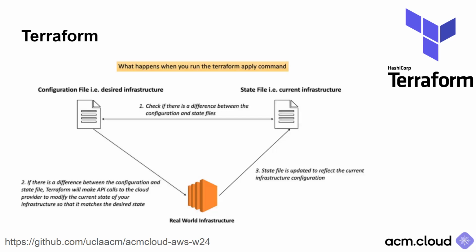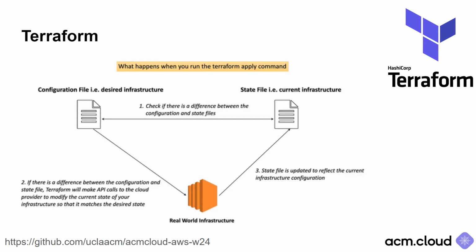This is more of a diagram of what happens when you run terraform apply. Again, we have these two different files: the config file, which denotes the desired infrastructure that we do want, like the to-do list of the changes we want to make, and the state file, which is just what our infrastructure currently is as of right now. When you run terraform apply, it checks the differences between the state file and the config file. That's the first step.